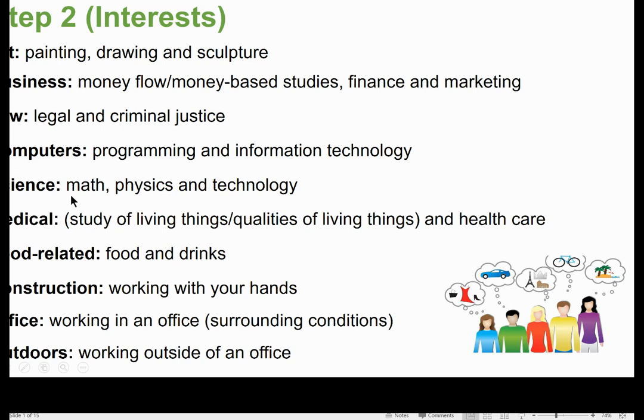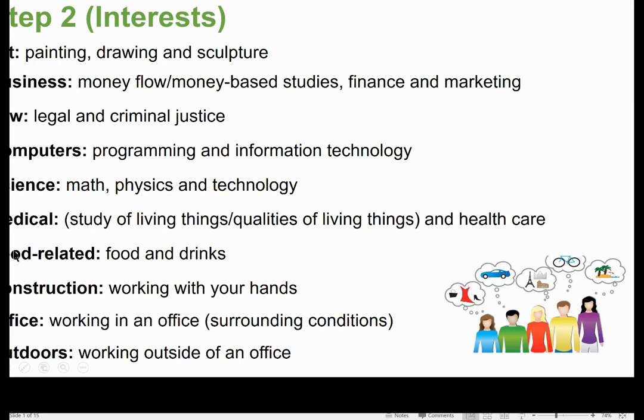Do you like science, which is your math, your physics, and technology? Think of what you like in school and your subjects. Medical, do you like studying living things? Do you like studying the human body? Do you like taking care of somebody who's sick, which would be your health care?